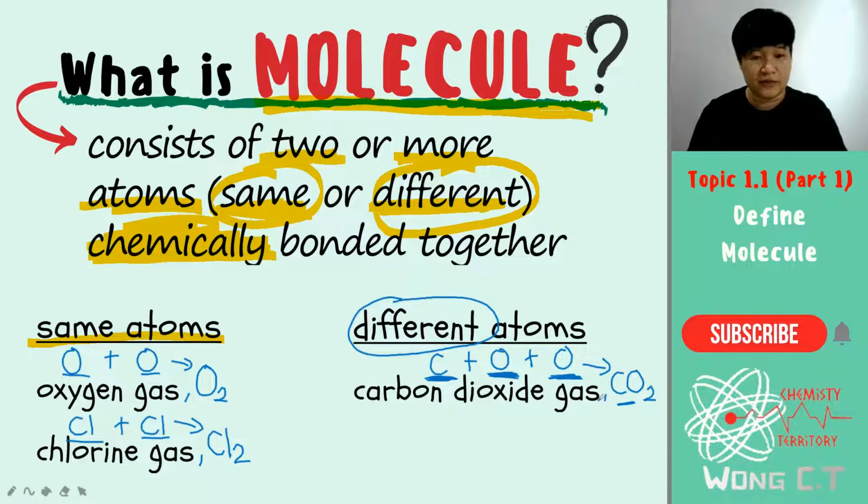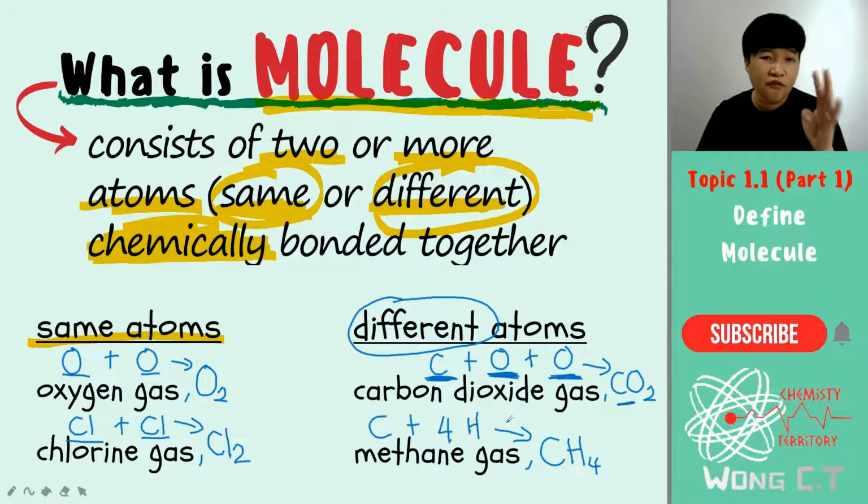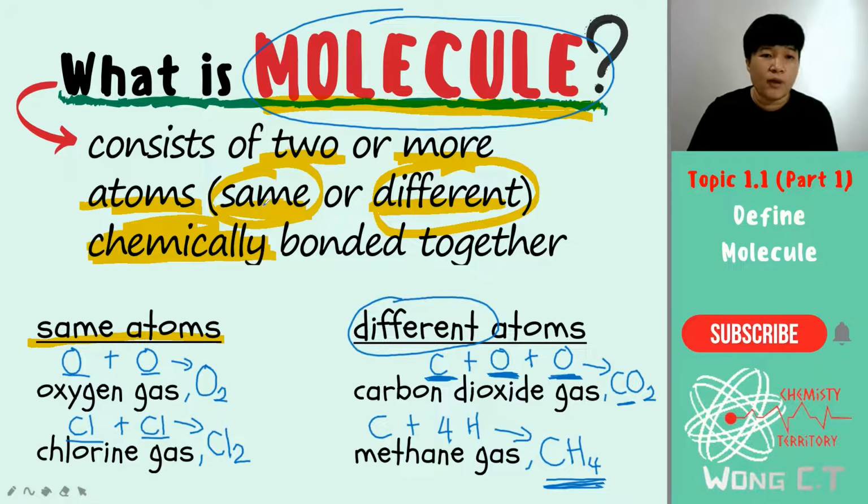Different atom. Okay? Your methane gas over here, simple, is CH4. So we have 2 different atoms from different element, which is your carbon plus 4 hydrogen atoms. So 1 carbon atom combined with 4 hydrogen atoms will give you 1 CH4 molecule. So can you differentiate what type of molecule will be produced when you combine the same element or different element together? Make sure they are chemically bonded together.